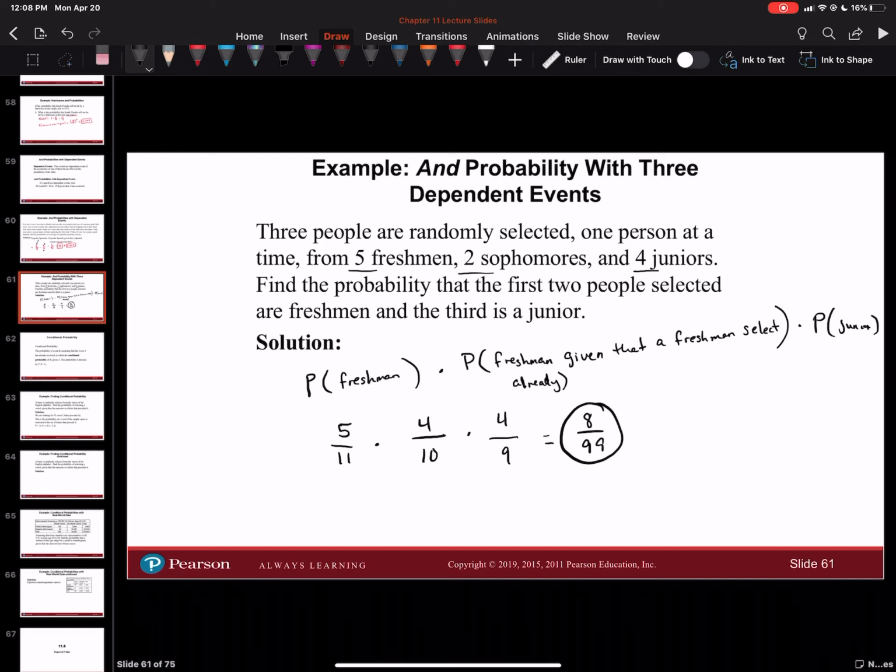So basically, it was the probability of getting a freshman times the probability of getting a freshman, given that the first was a freshman. Then it was the probability of getting a junior, given that we got a freshman for the first and for the second selection. All right. So if you don't understand something, make sure you hit me up through Microsoft Teams.